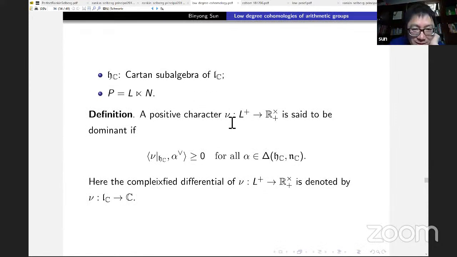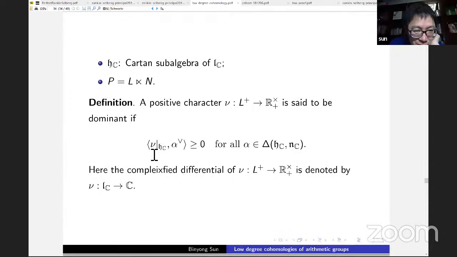Okay. Then a character of this L plus, a positive character of this L plus, is said to be dominant. This is a real notion. If nu is a positive character, then we have a differential, which is still denoted by this nu. And then nu restricted to h_C, pairing with a co-root.